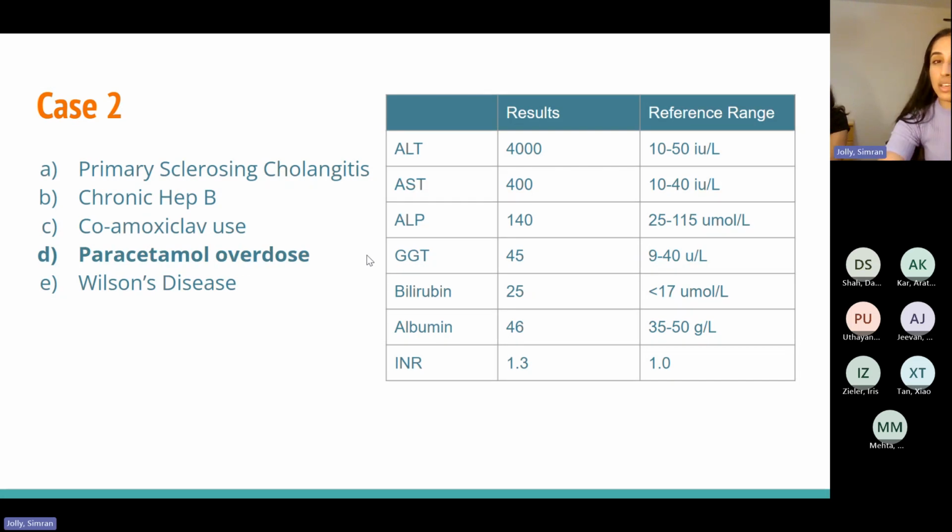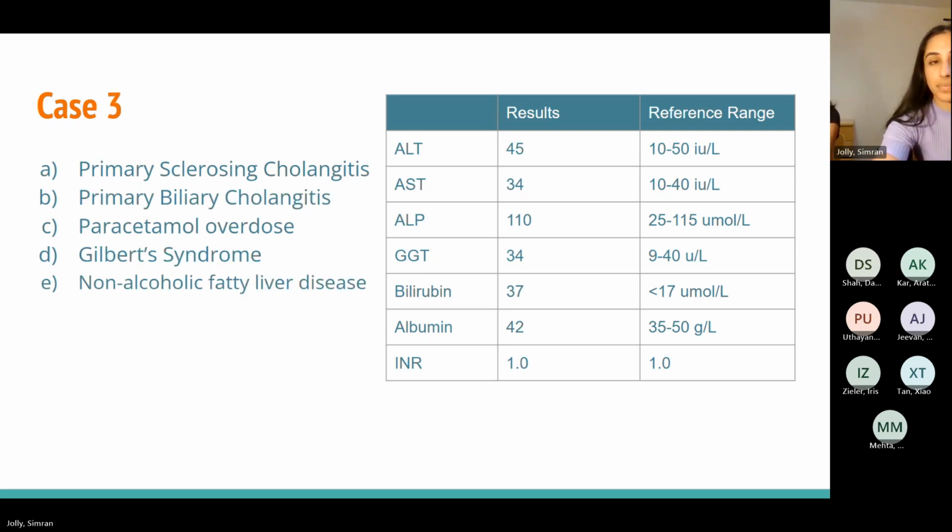It's important to know that anything that is metabolized by the liver can cause a picture similar to this as well. We've got 2 more cases on this, and we can move on to bilirubin metabolism as well.